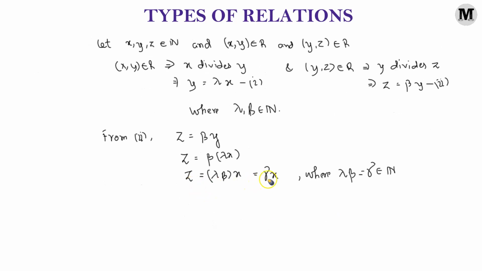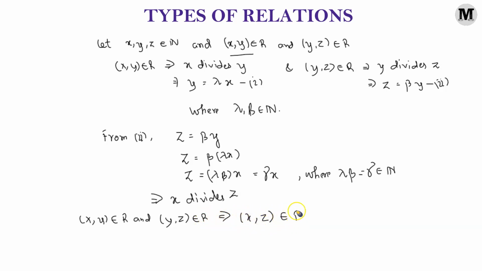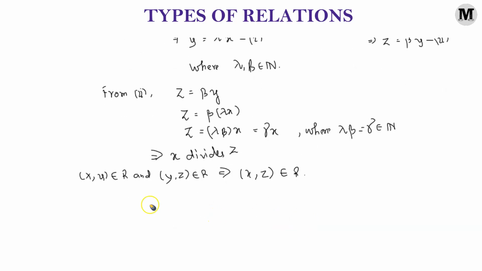All it says is that z being equal to gamma times x simply means that z is a multiple of x, or in other words, x is dividing z. So this simply tells us that x divides z. We started out by first considering x comma y belonging to R, that means x divides y, and then y divides z, and we are able to show that x also divides z. In other words, if x comma y belongs to the relation R and y comma z also belongs to the same relation R, then this must imply that x comma z belongs to the relation R, and this satisfies the condition for transitivity. So this implies that R is transitive, a transitive relation on the natural numbers N.